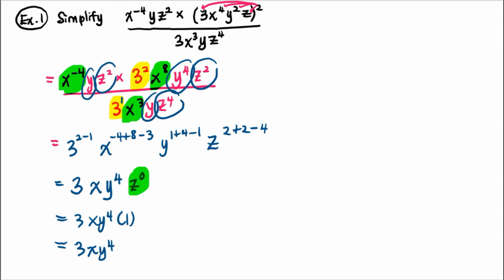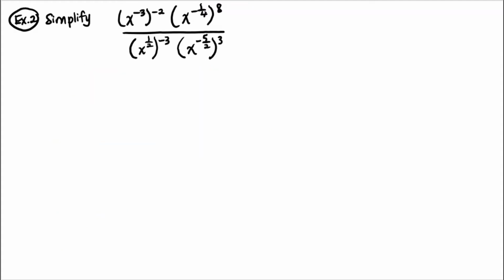All right, now let's go to example number 2. Suppose we need to simplify this one. So let's just expand. We know that when we have the power like this, we can multiply inside with this power. So we will have x to the power of negative 3 multiplied with negative 2 will get a positive 6. And then we'll multiply with x to the power of 8 multiplied with a negative 1 over 4, we'll have a negative 2. Divided by x to the power of a negative 3 over 2 multiplied with the x to the power of negative 15 over 2.